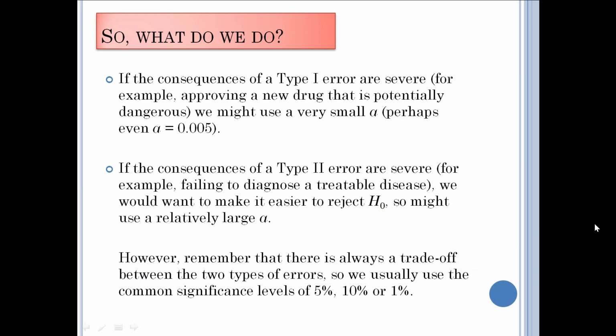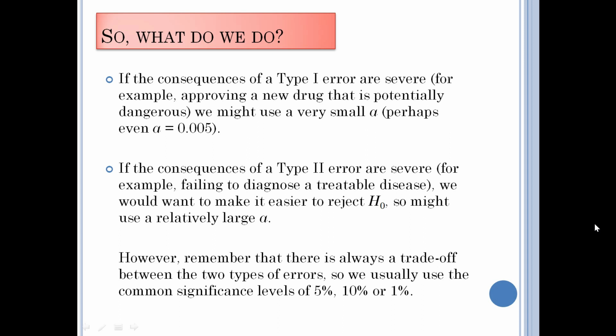So which alpha is it? Should we make alpha big? Should we make alpha small? What do we do? It all depends on the consequences. If the consequences of type 1 error are severe, then we use small alpha. Let's say you want to introduce a new drug that has serious side effects. Then you only want to administer this drug to the people who need it. You want to avoid the false positive. So if you want to reduce the type 1 error, you will use a small alpha.